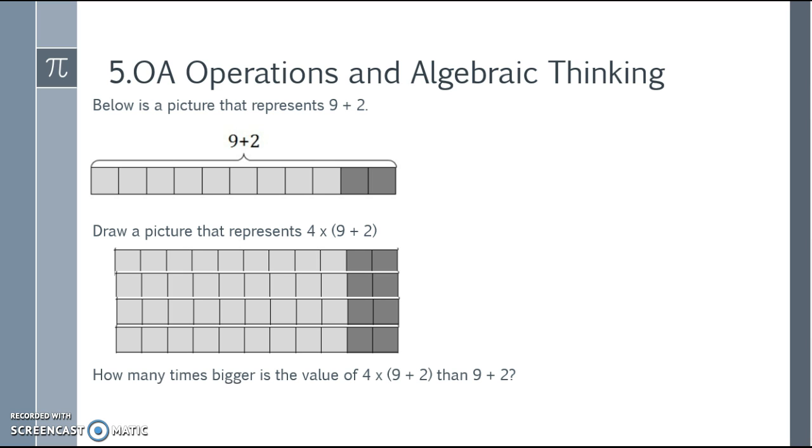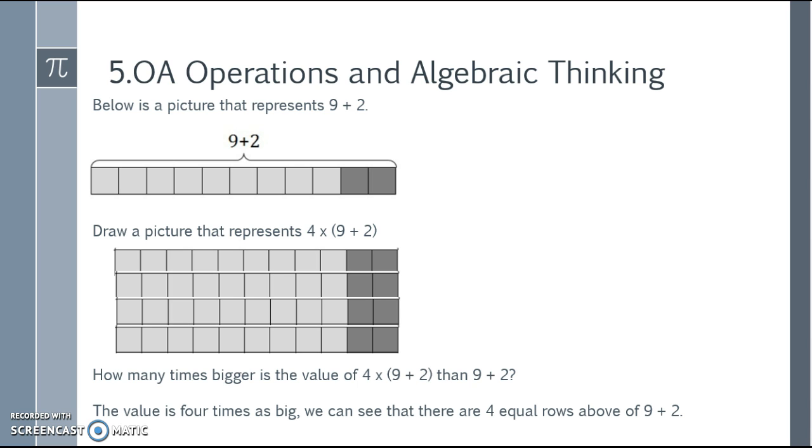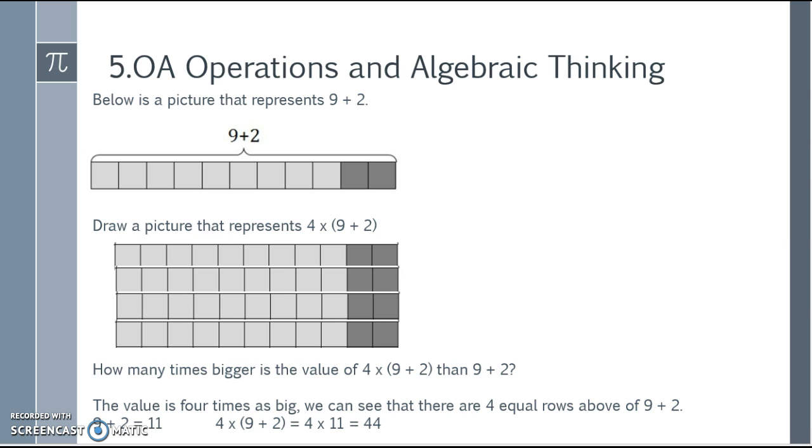So then how many times bigger is the value of 4 times the quantity of 9 plus 2 rather than just 9 plus 2? Well, the value is 4 times as big because we can see that there were 4 equal rows above of 9 plus 2. Further, 9 plus 2 we know is 11, and 4 times 11 is 44, which is 4 times as many.